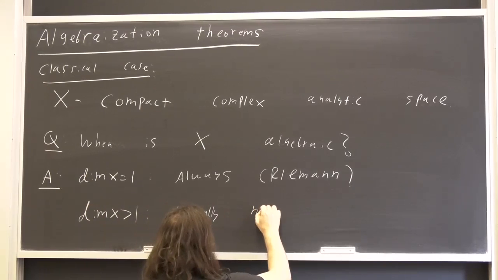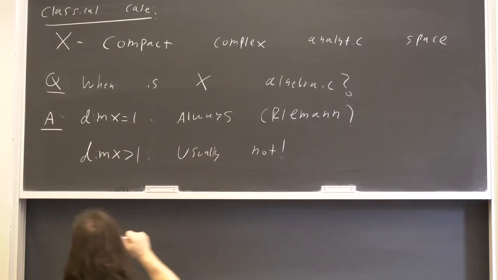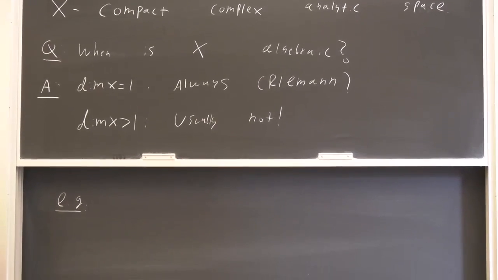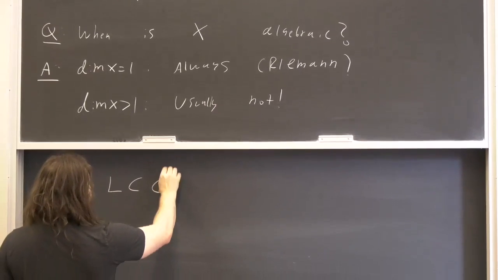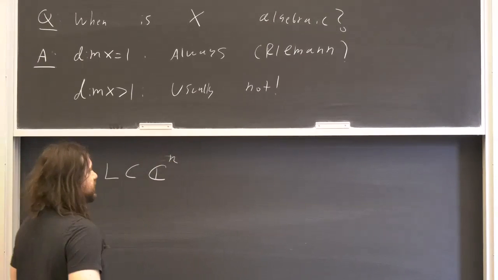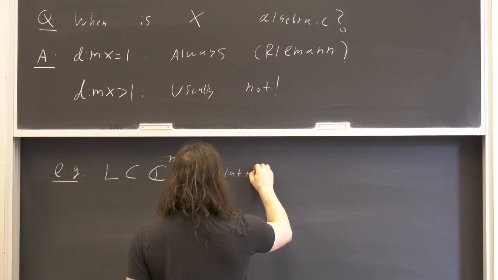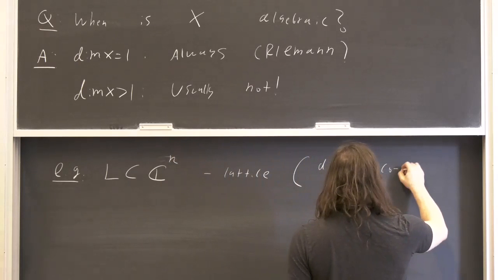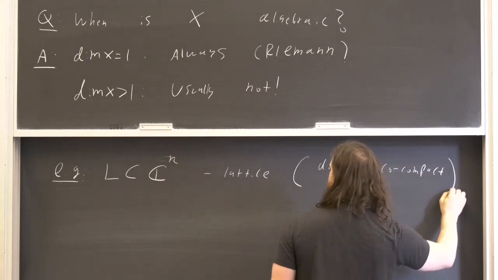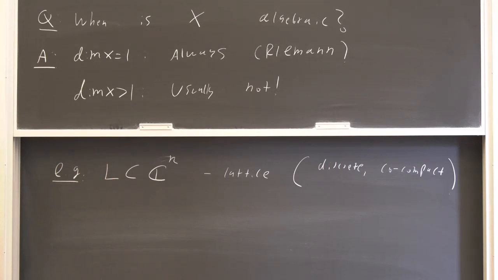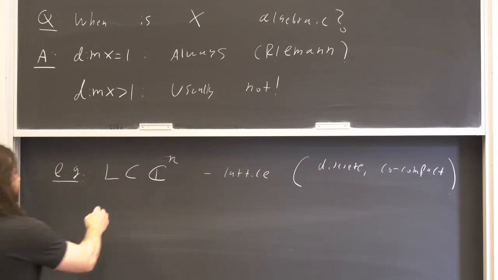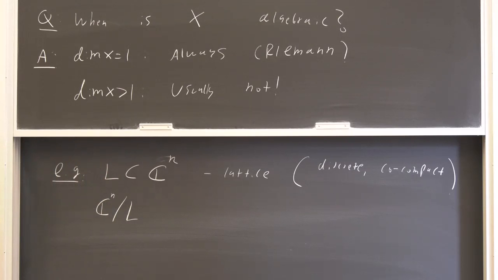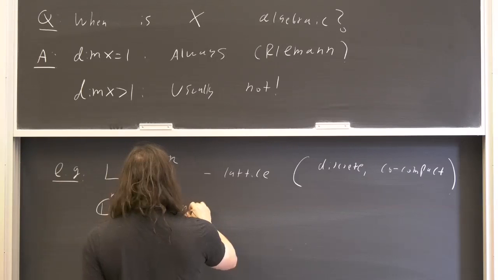You can say more, of course. But as an example of this usually not, let L in C^n be a lattice, so discrete and co-compact, so just some Z^2n sitting inside C^n, not contained in a proper real vector space. If you look at C^n mod L, you get a complex torus. Most of the time, this is usually not algebraic.